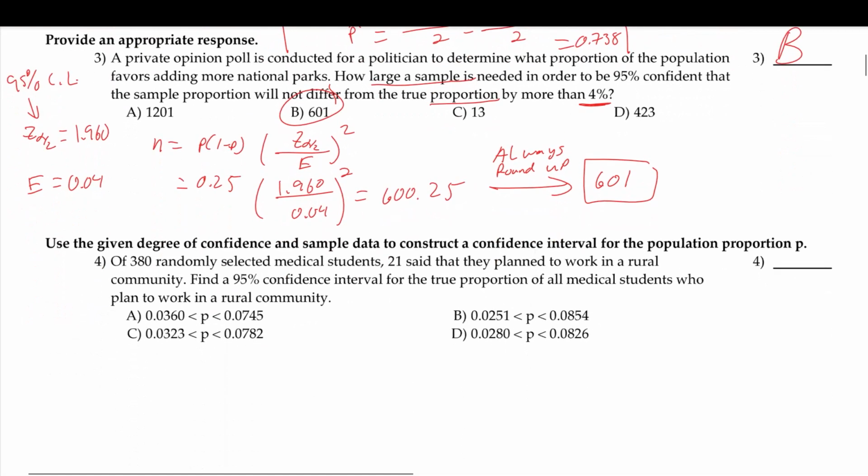Number 4. Use a given degree of confidence and sample data to construct a confidence interval for the population proportion P. Of 380 randomly selected medical students, 21 said that they plan to work in rural communities. Find a 95% confidence interval for the true proportion of all medical students who plan to work in rural communities. All right, so this was just a sample of 380 medical students, and of this sample, 21 of them said that they'll plan to work in a rural community.